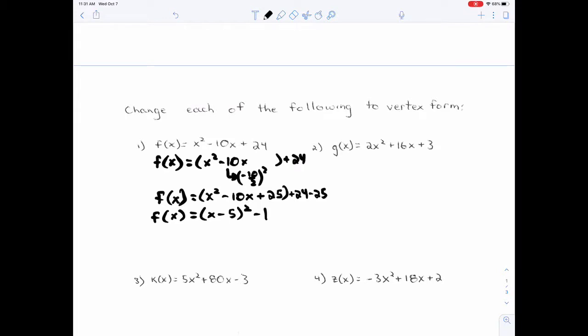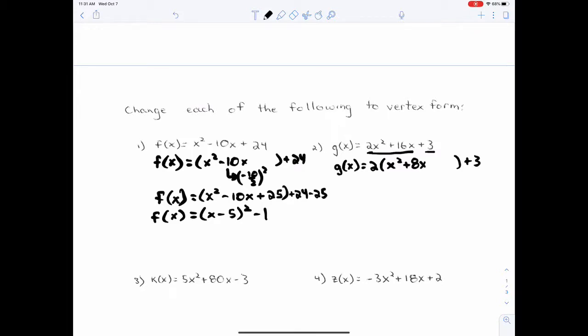Okay, let's take a look at number 2. Again, I'm not going to do anything to the side with the g of x, but I'm going to keep writing it. Okay, now notice I have two things I have to get rid of here, because I said this has to be 1 and this can't be there. Okay, so what I'm going to do is put down the 2 and the 3 outside the parentheses. Okay, so what would go inside the parentheses? Notice I'm taking a 2 out of both of those. So it would be x squared plus 8x.